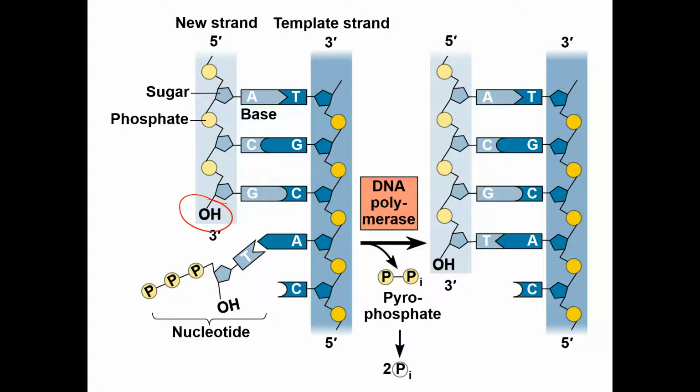So you have this process of breaking off two phosphates from this nucleotide triphosphate molecule, and you have the attachment of the phosphate to the third carbon atom of this DNA molecule, the third carbon atom of the deoxyribose sugar. This is where you have the formation of your phosphodiester bond, here. And this enzyme, DNA polymerase, can only elongate DNA in the 5' to 3' direction.